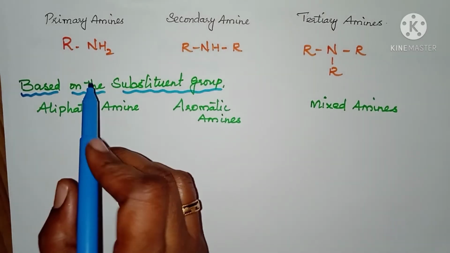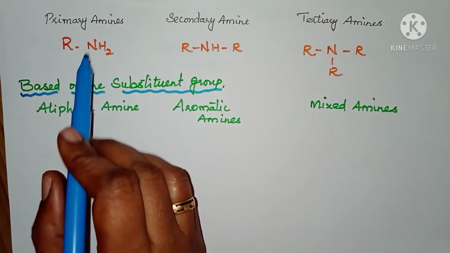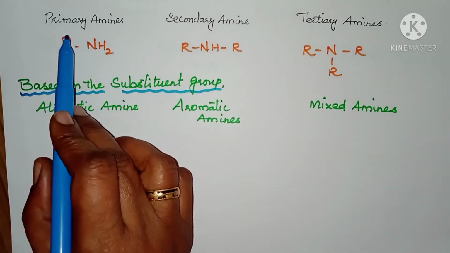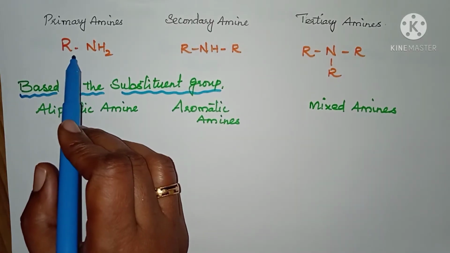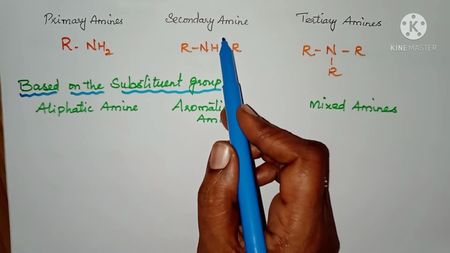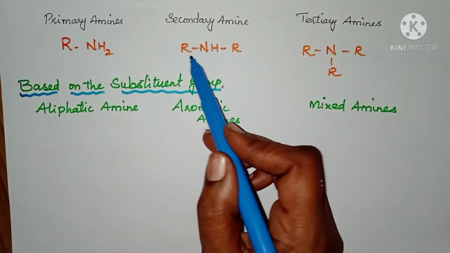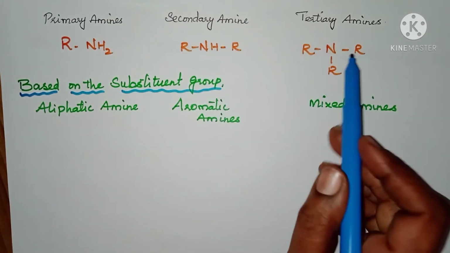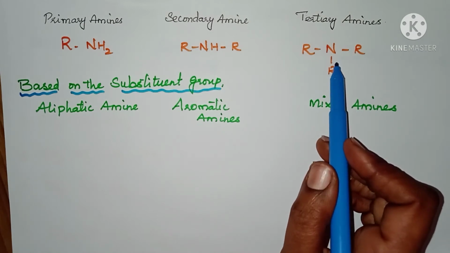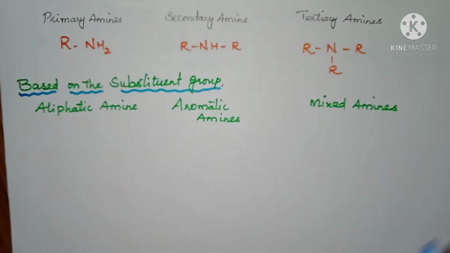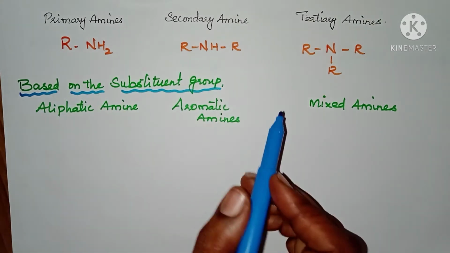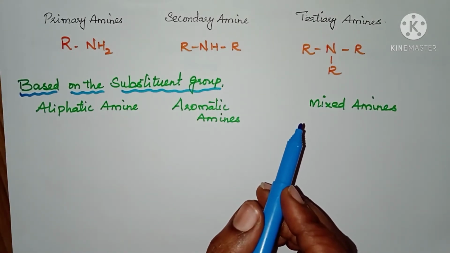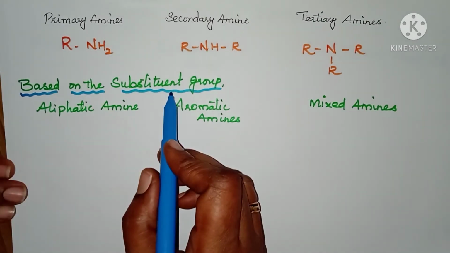Okay, now the functional group. For a primary amine, it is RNH2. For a secondary amine, it is R, NH, R, with a group on both sides. And for a tertiary amine, there is no NH. So this is the functional group of amines. You know very well.